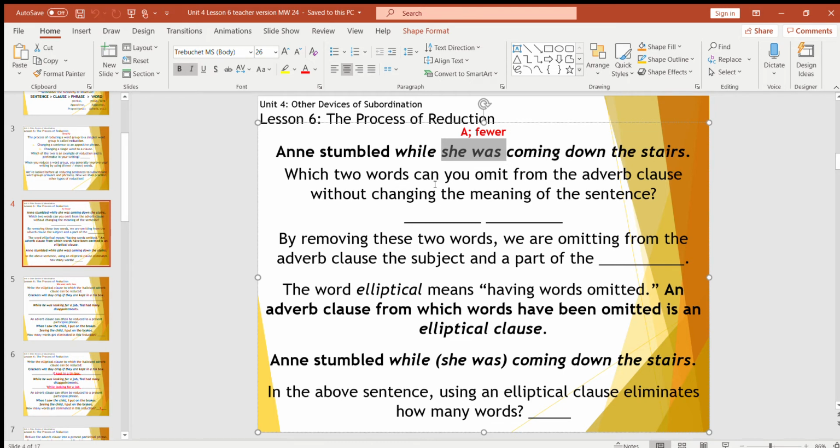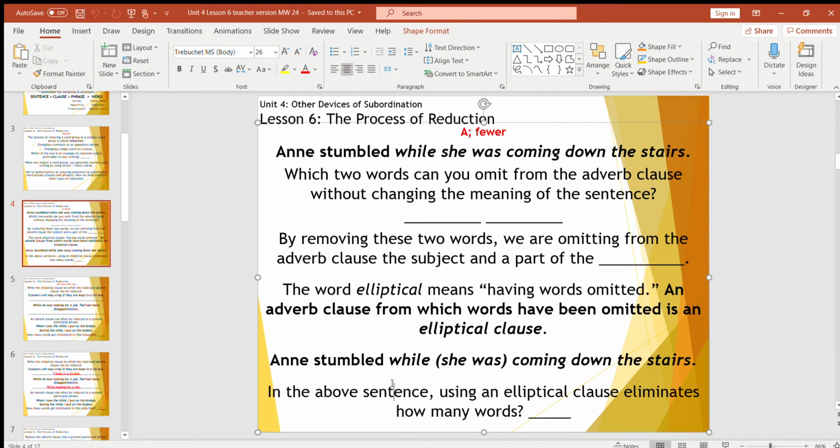So the word elliptical here means having words omitted. So circle, star, highlight. An adverb clause from which words have been omitted or taken out is called an elliptical clause. Don't think elliptical like the workout machine. It just means you're taking out words. Or I guess if you want to think like elliptical, like workout, like you're losing weight, it's like losing the weight of those two words, the she and the was.